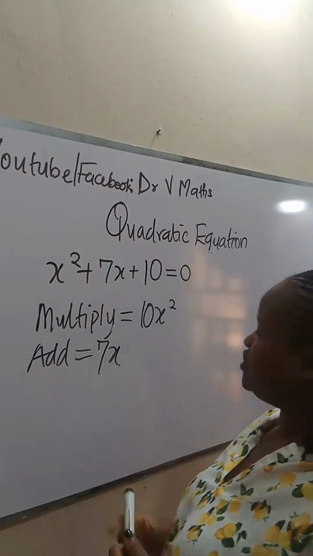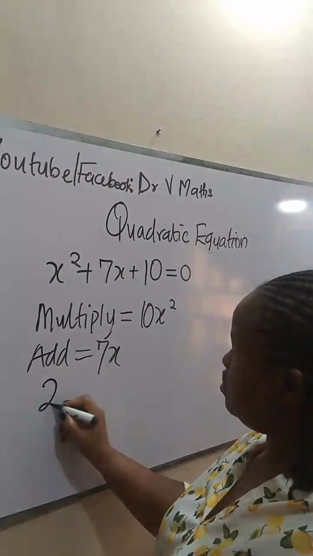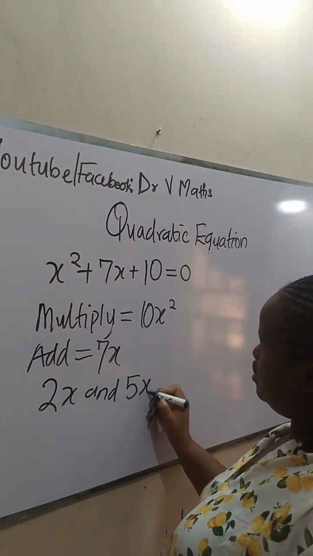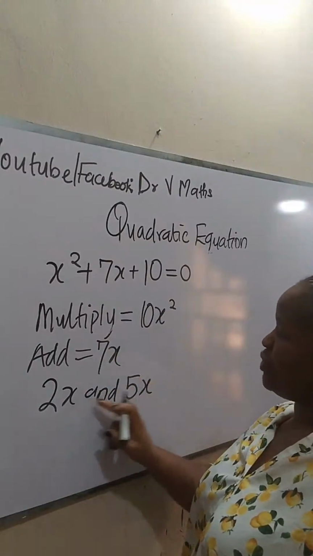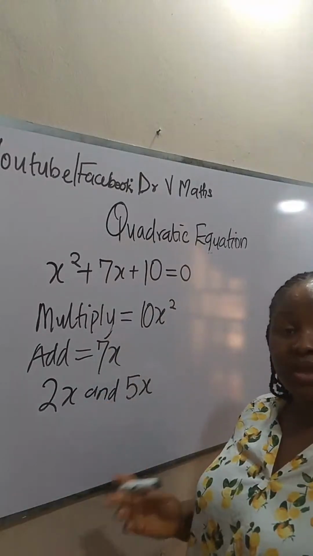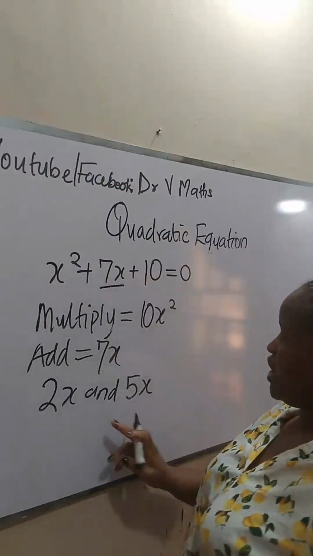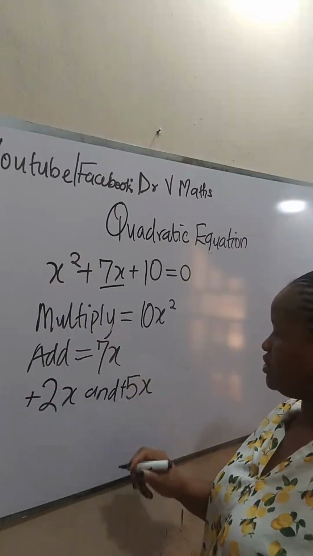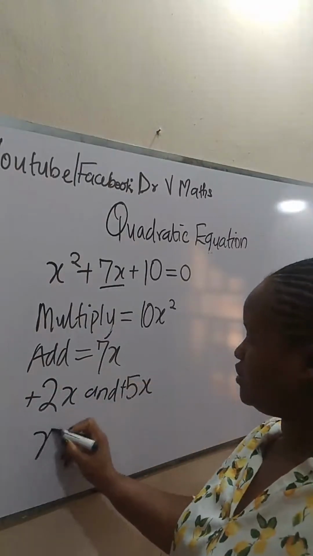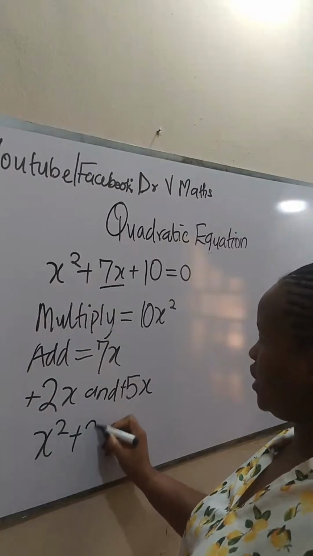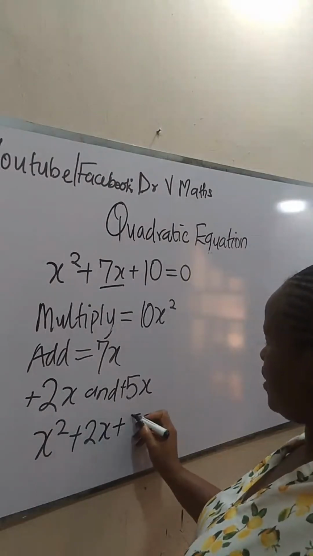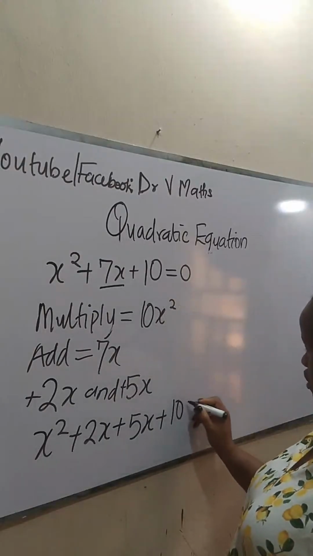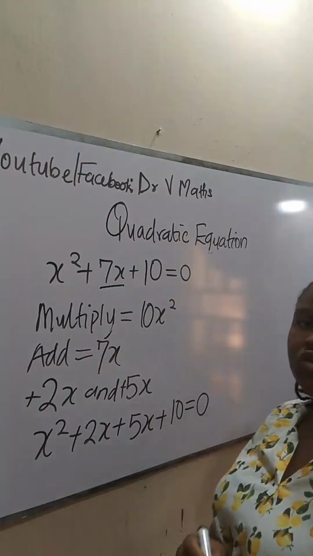So we have said the factors are 2x and 5x. If we multiply them, it gives us 10x squared. If we add them, it gives us 7x. So we are going to remove 7x and replace it with 2x and 5x. Remember, they are both positive. So if we do that, we have x squared plus 2x plus 5x plus 10 equals 0.